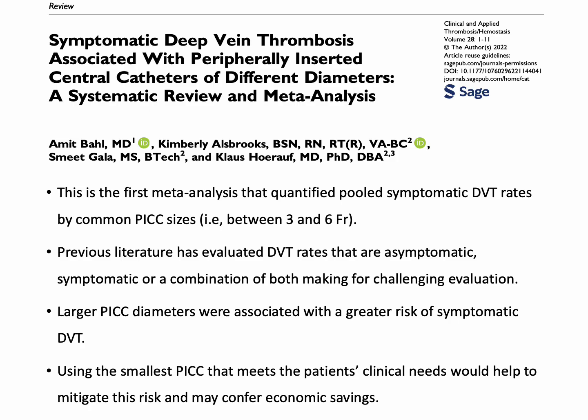A systematic review and meta-analysis published in 2022 by Ball et al. was the first meta-analysis that quantified pooled symptomatic DVT rates by common PICC sizes, ranging from 3 to 6 French. Previous literature had evaluated DVT rates that were a combination of symptomatic, asymptomatic, or both, making it challenging for an accurate representation and evaluation.